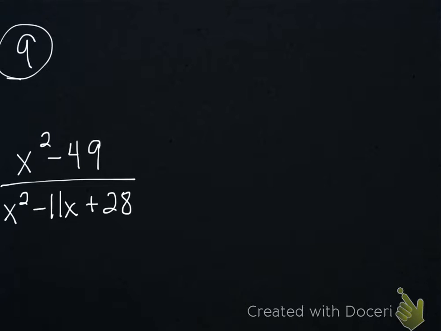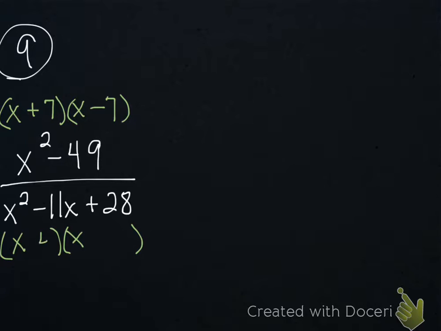Number 9. I have two quadratics. Both have to be factored. The one on top is perfect squares. What's the square root of 49? 7. So I have a plus 7 and a minus 7. Now the denominator. What two numbers multiply to give me 28? That's right, 4 times 7.